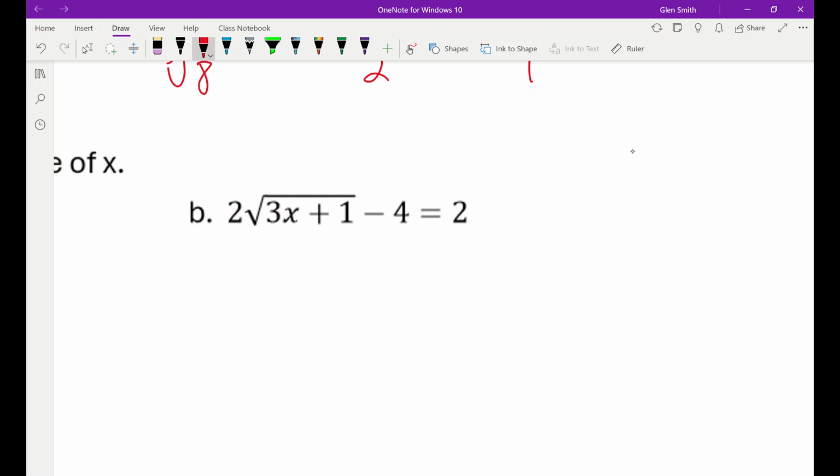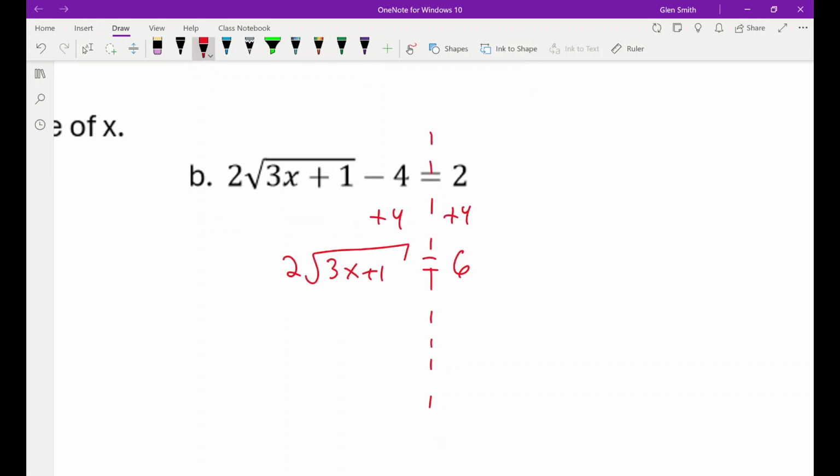All right. Part B, we've got a single x value in here. Okay, it's inside of a square root, so I need to get rid of this minus 4 and this 2 first. I want to get the square root all by itself. Okay, so again, we attack from the outside, and the first thing we get rid of, if it's outside, is plus or minus. So we're going to get rid of that minus 4. So we're going to add 4 to both sides. And what that's going to leave me with is 2 times the square root of 3x plus 1 equals 6. Then we're going to divide by that 2 out front, because we don't want the 2 there.